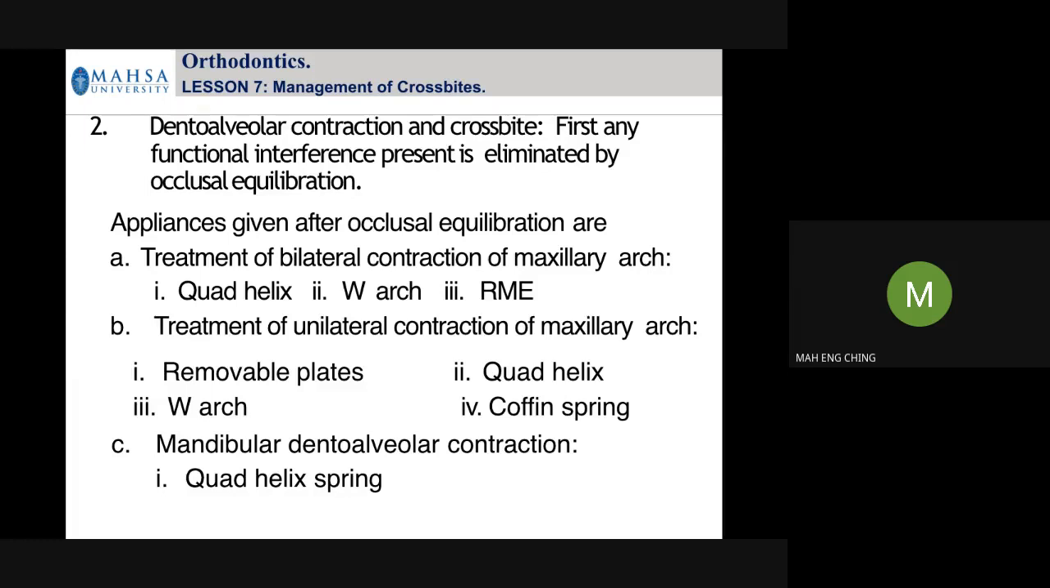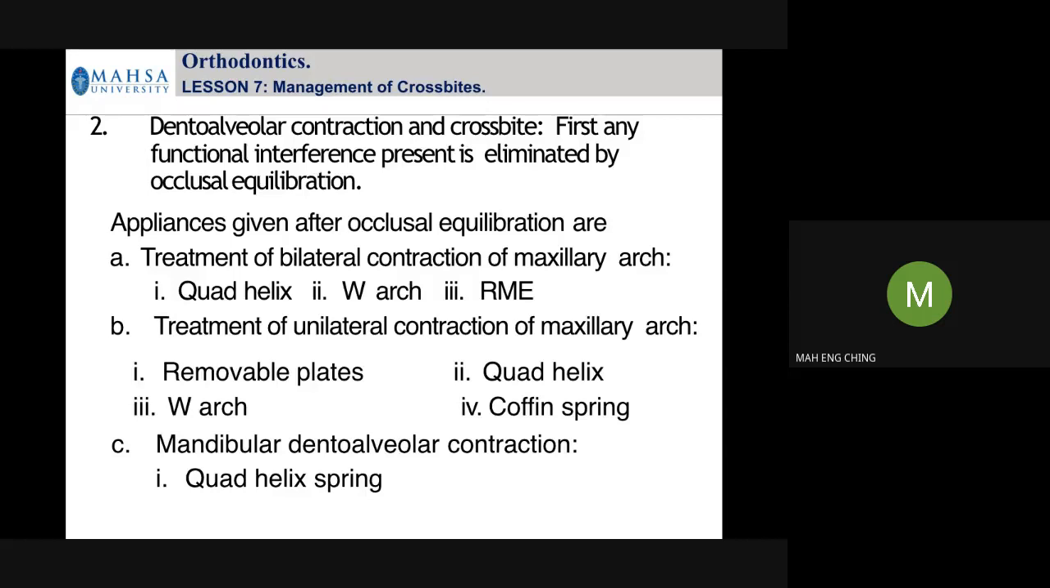Treatment of unilateral contraction of the maxillary arch. We can use a removable plate, which is a simple upper removable appliance. Then again, we can use W arch, quad helix, or coffin spring. But I think now we are using more quad helix and RME. If you look at the market, we are doing more quad helix and RME, just because they are easier and more flexible to adjust.